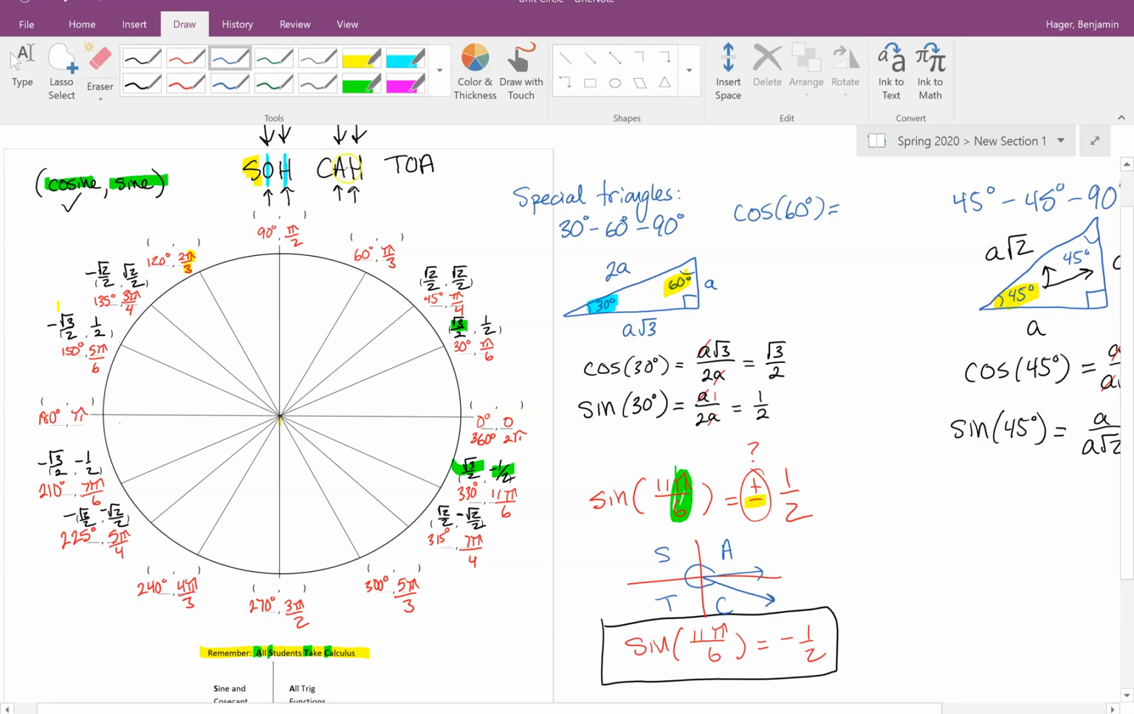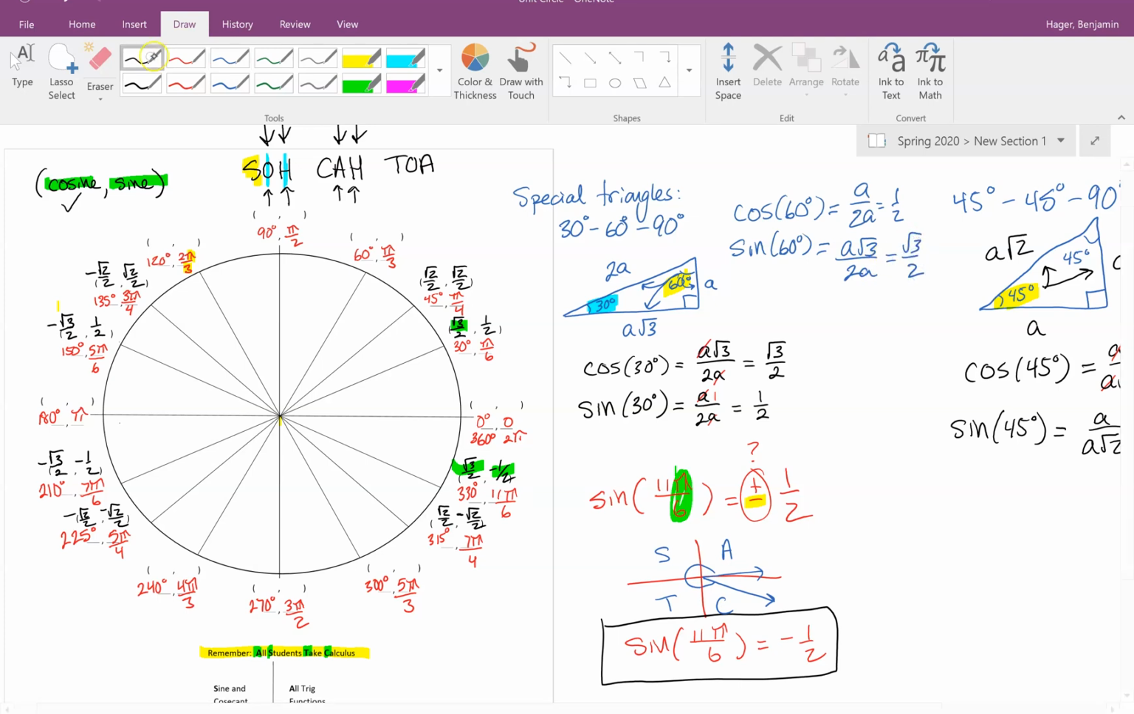cosine again is adjacent over hypotenuse. So the side that's adjacent to 60, it's tight in the picture here, but that's A, and the hypotenuse is 2A. I get a half. And sine of 60 degrees, sine is opposite over hypotenuse, so the side opposite 60 is this guy, A radical 3 over my hypotenuse.